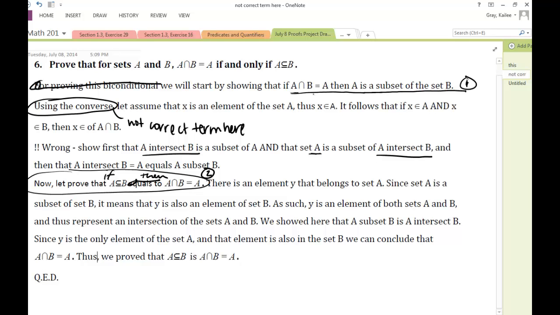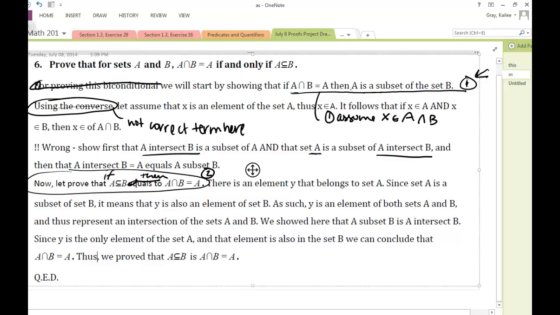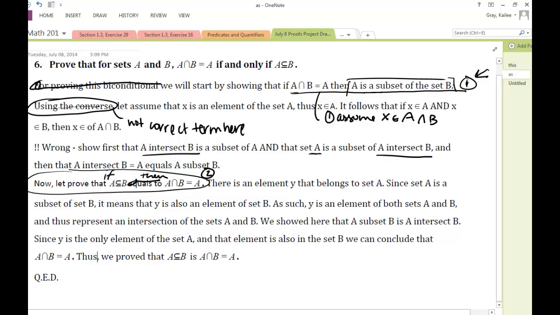So if we want to show this conditional statement here, let's focus in on part 1. We can do this actually with a direct proof. We don't need to use the converse or the contrapositive here. And so basically what you can do to prove this statement, let me give you an outline here. You can start by assuming that X is an element of A intersect B, and because we want to prove that A is a subset of B.